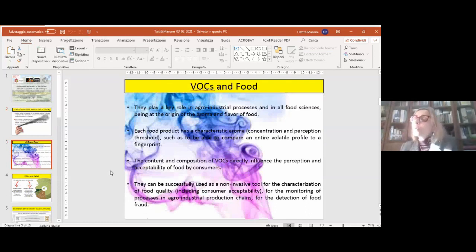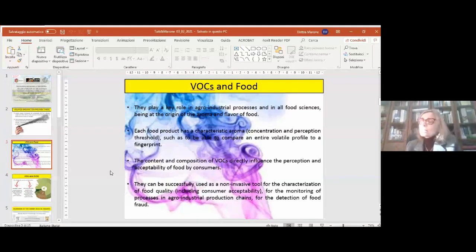Each food product has a characteristic aroma depending on the concentration and perception threshold of the consumer, such that it is possible to compare the volatile profile to a fingerprint. The content and the composition of VOC directly influence the perception and the acceptability of food by consumers, and that is why they have a fundamental role in agro-industrial processes.